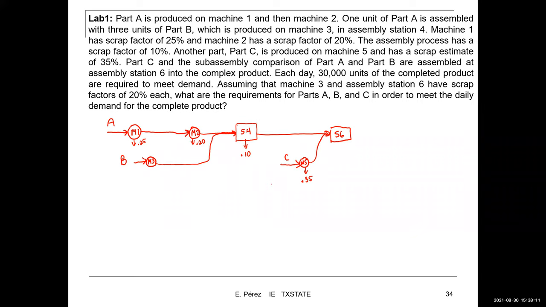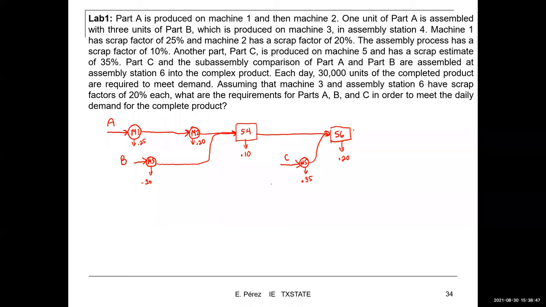And then 35% for part C, and the subassembly of part A and part B are assembled at station 6 into the complex product. Each day 30,000 units of the completed product are required to meet the demand. Assuming that machine 3 and assembly station 6 have scrap factors of 20%. So this one is 20% and this is also 20%.